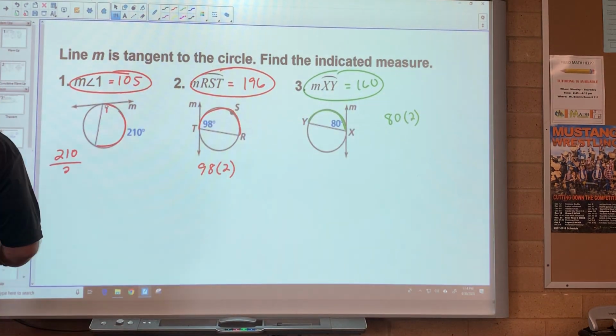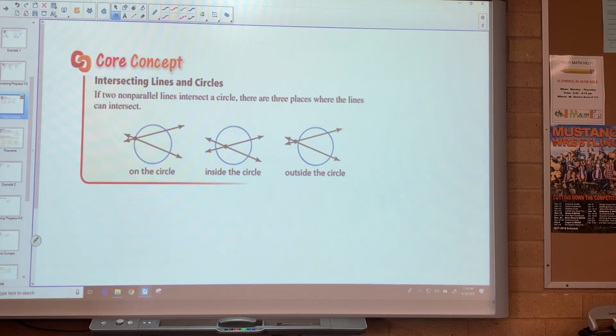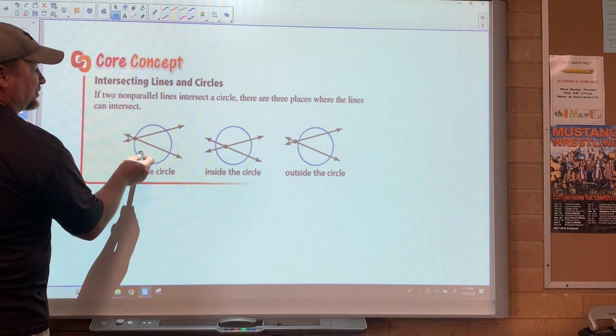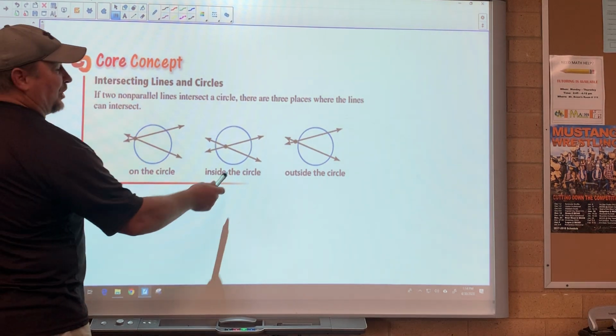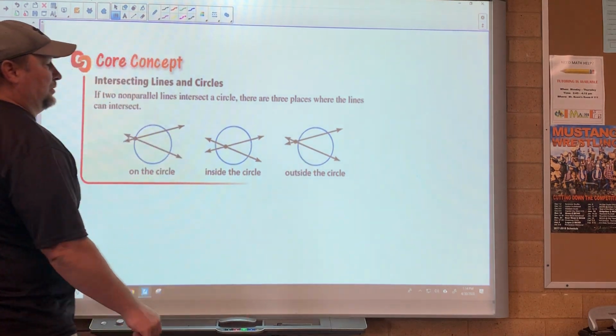Okay? All right, we're going to go into another little rule. So pay attention to this one. Intersecting lines and circles. Non-parallel lines will cross. Anytime 2 lines that are not parallel cross, they can cross in 3 places on a circle. They can either cross on the circle, they could cross in the circle, or they could cross outside the circle.